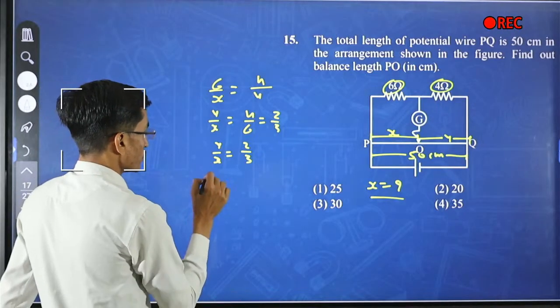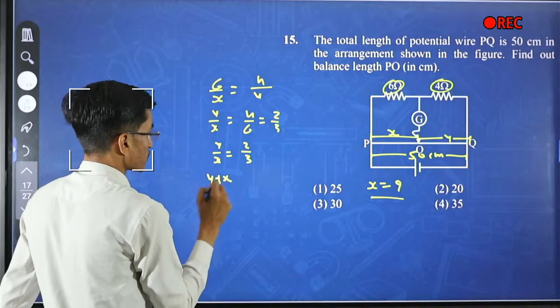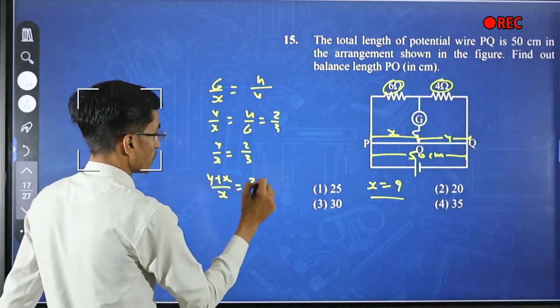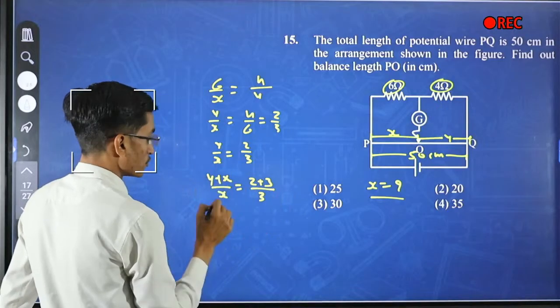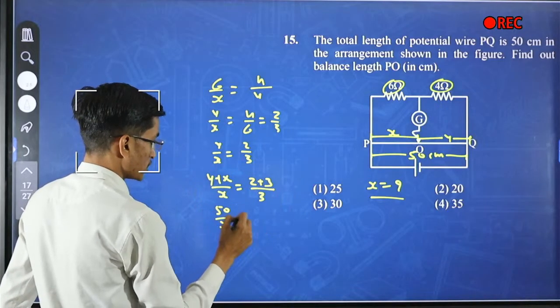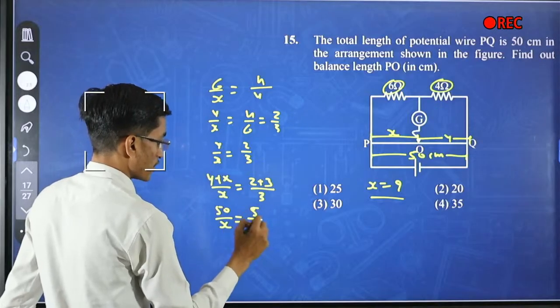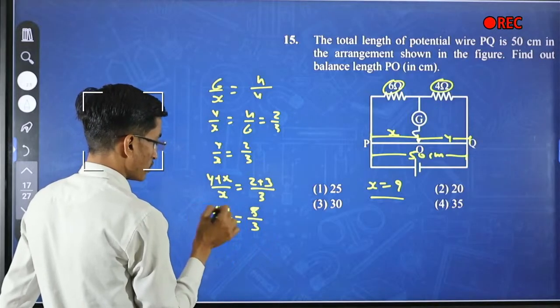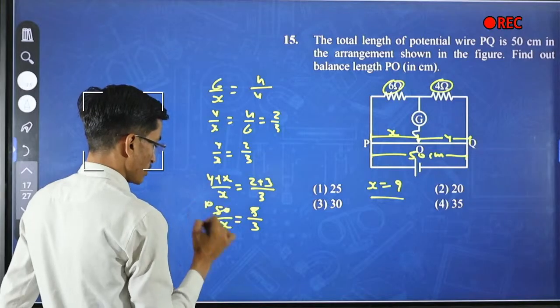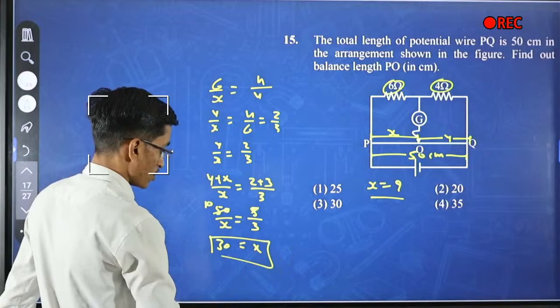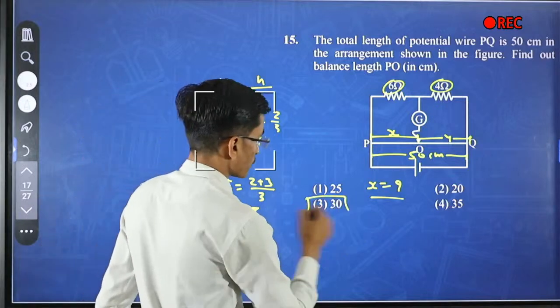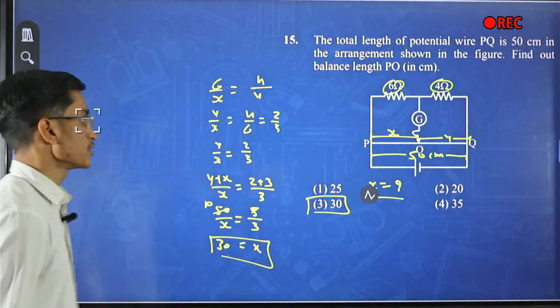using componendo, we can say that (y plus x) upon x is equal to (2 plus 3) by 3. So x plus y is equal to 50. So x is 50 into 3 by 5, which is 10 into 3. So x is equal to 30. So the length of x is 30 centimeter and y is 20 centimeter.